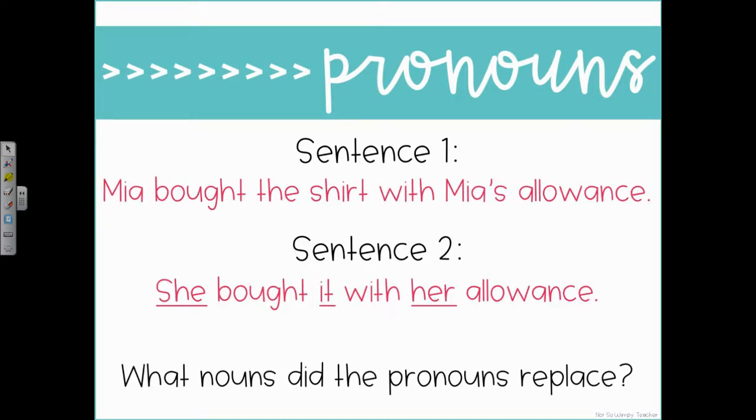Here's another example. Sentence 1 says, Mia bought the shirt with Mia's allowance. Sentence 2 uses some pronouns and says, she bought it with her allowance. What nouns did the pronouns replace this time? Well, she replaced the name Mia. It was used to replace the shirt, and her is replacing Mia's.